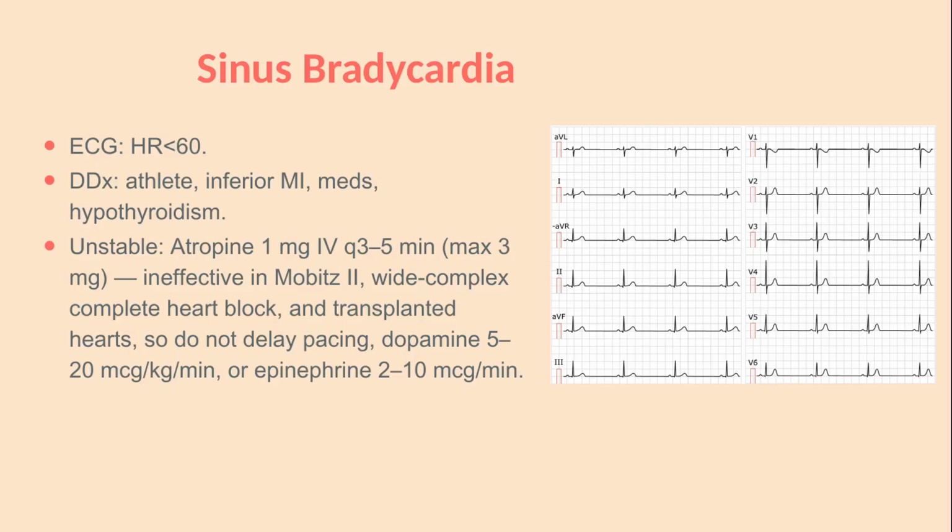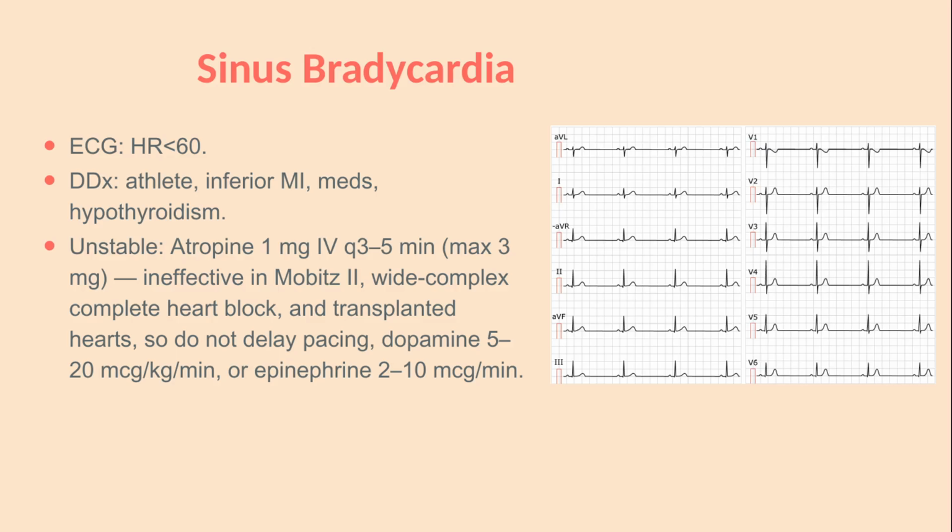Sinus bradycardia is a rate below 60 with normal P waves marching in front of every QRS. Context is everything. In a marathon runner, it is a badge of fitness. In an elderly patient on new medications, it may be the whole story. The differential includes athletic conditioning, inferior myocardial infarction, since the right coronary artery usually supplies the sinus node, medication effect from beta blockers, calcium channel blockers, and digoxin, and hypothyroidism.